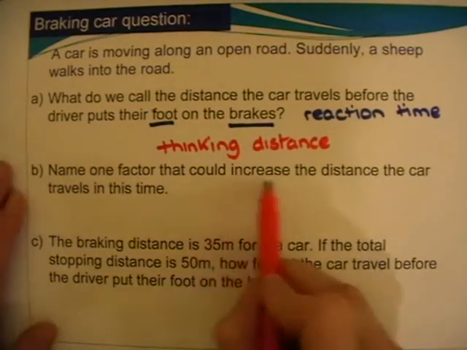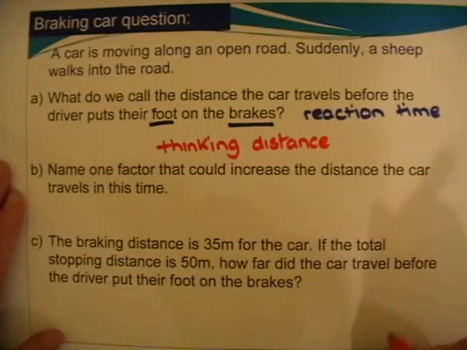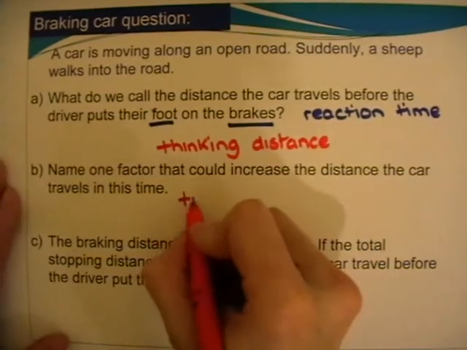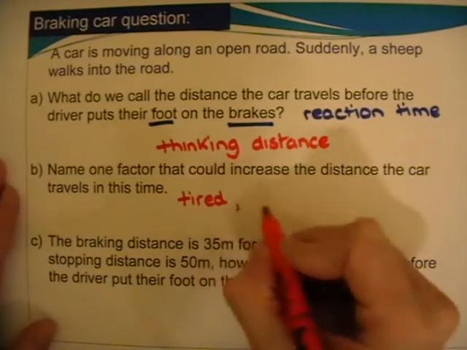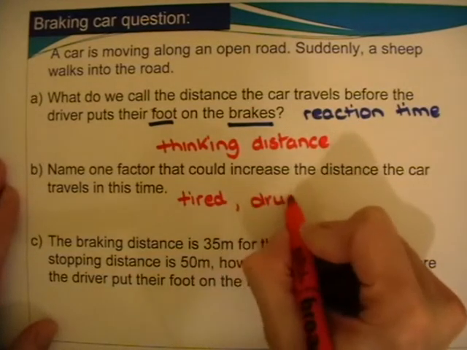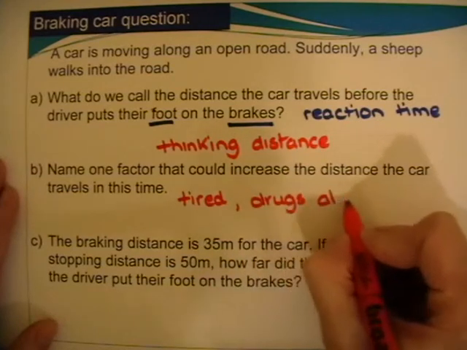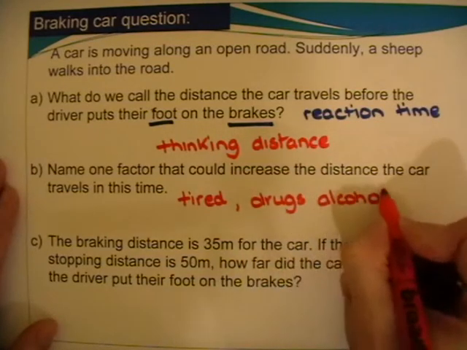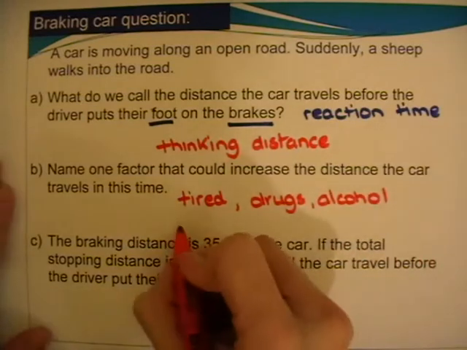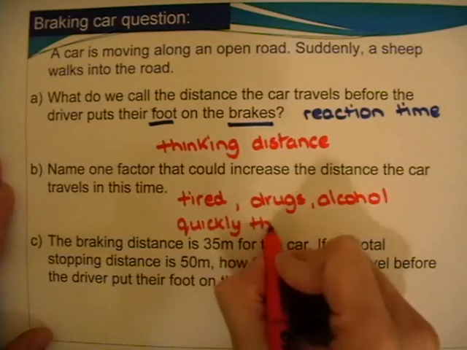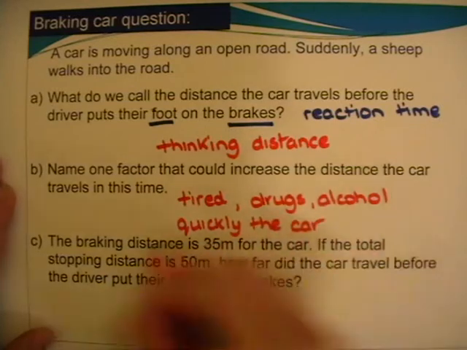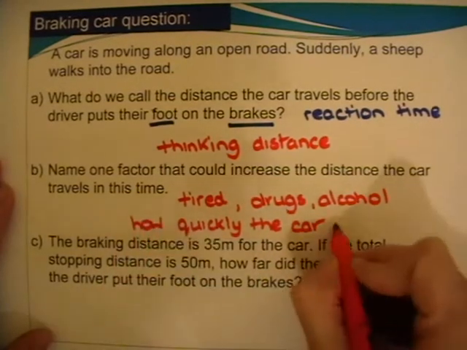Name one factor that could increase the distance a car travels in this time. So there's loads of factors. It could be that the driver is tired, that they're under the influence of drugs or alcohol, or some kind of medication, or how quickly the car is actually travelling in the first place.